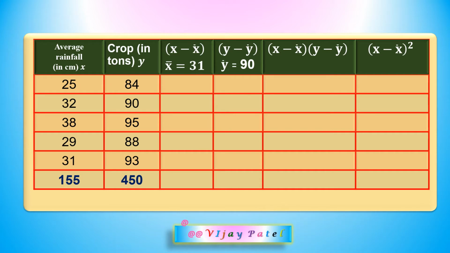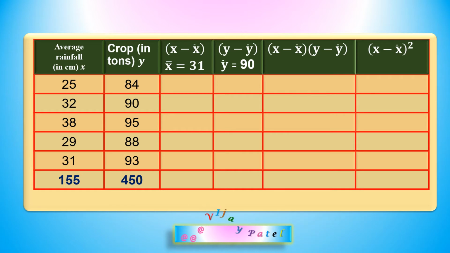Here the average rainfall in centimeters is denoted by variable x and crop in tons is denoted by variable y. Here the values of the variables x and y are given. We find x bar is equal to 31 and y bar is equal to 90. So first of all, here we have to form 4 new columns: x minus x bar, y minus y bar, third one x minus x bar into y minus y bar, and last one is x minus x bar whole square.